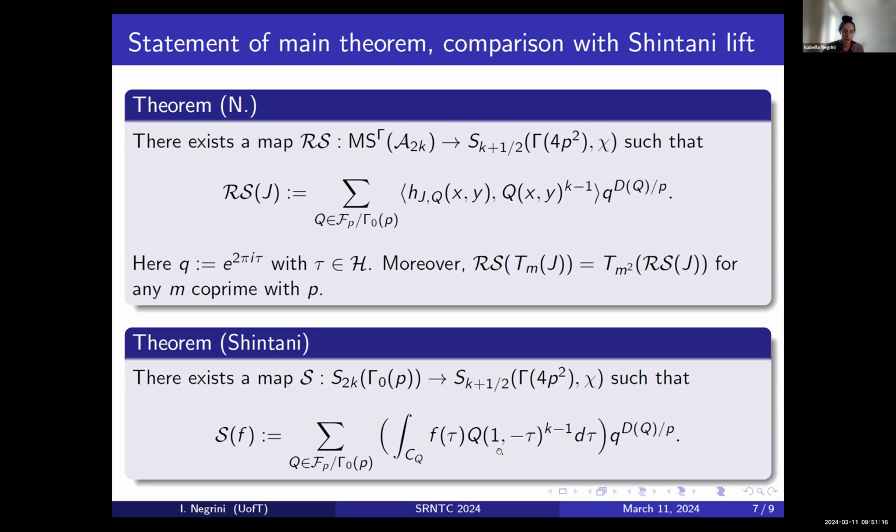So then one might think that it might not be clear immediately the relationship between this number, this coefficient, and this one, and I want to compare them in the next slide. Also, I didn't write it, but for the Shintani lift, we have the same Hecke equivariance property that we have for the rigid Shintani one.